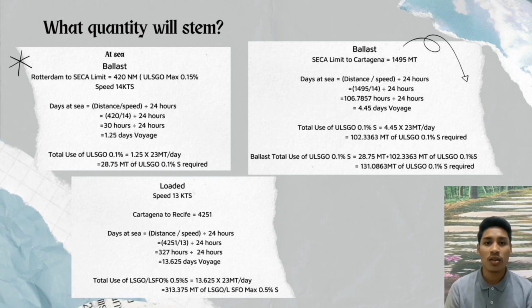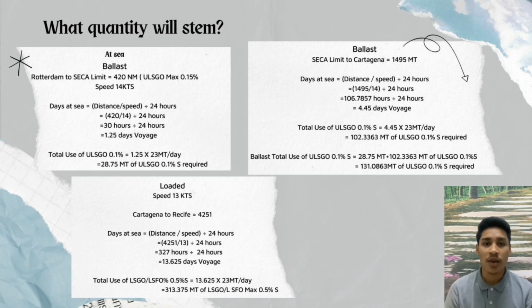So total use of ULSGO 0.1% equals 1.25 multiplied by 20 MT per day. So we will get 28.75 MT of ULSGO 0.1% as required.